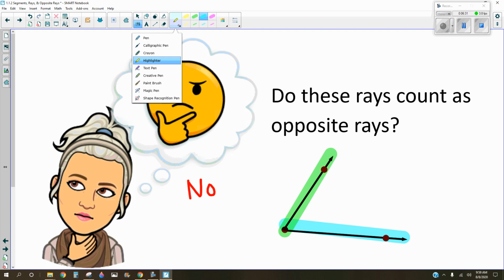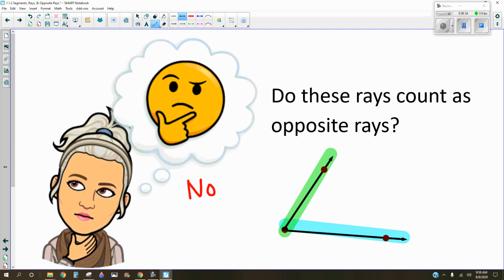If these were opposite rays, it would start and go in the exact opposite direction. One might be going up, one would be going down. It doesn't really matter which way they're going as long as they're going in opposite directions and they share the endpoint. So the picture they gave us, the green and the blue, they're not going in opposite directions. Yes, they're going different directions, but the key word is opposite. Two rays, opposite directions.